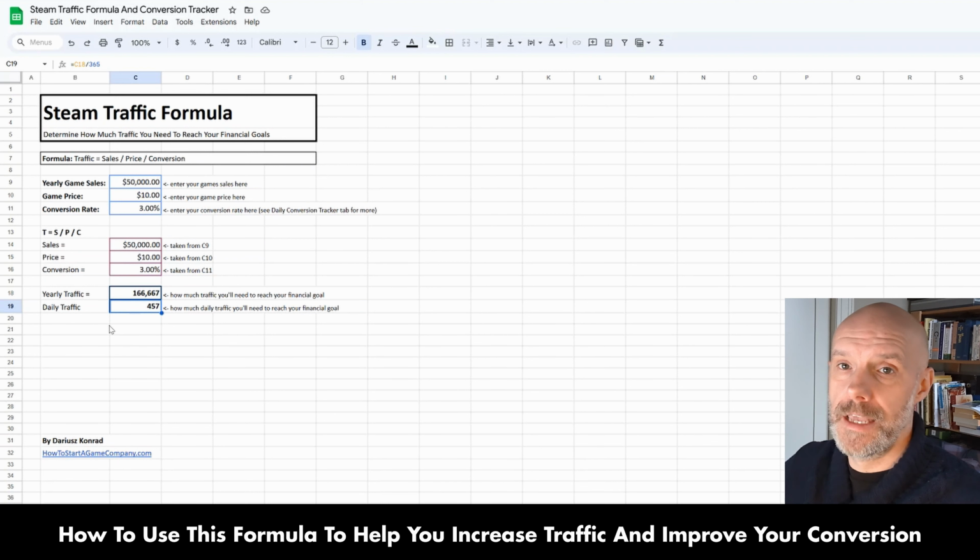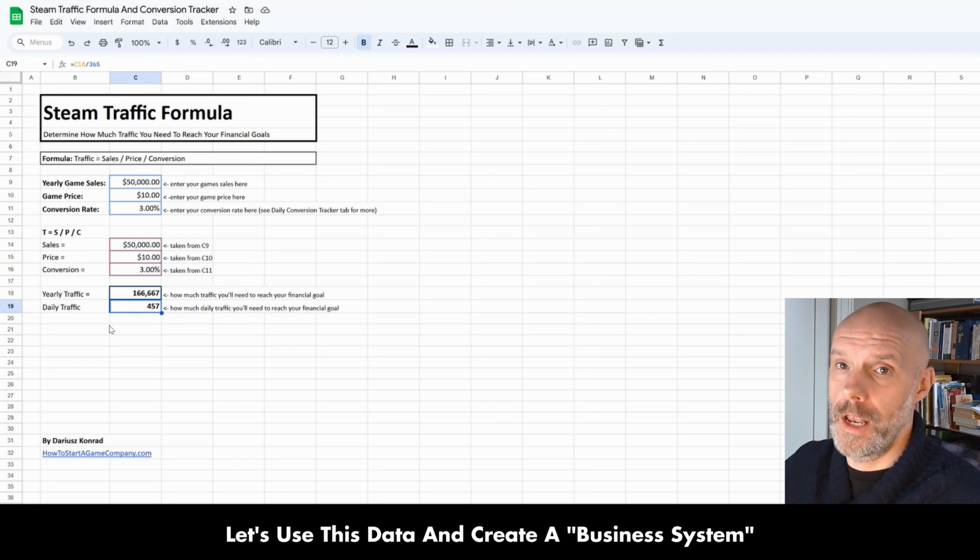But the reality is a game company will never grow unless the game dev, or you, turns what's inside their brain into a process that they can test and measure to see if what they're doing is working, right? What I'm saying is that we need to take what's in our brain and create an instrument, basically a business system. And why? Because we don't want to make business decisions based on assumptions. What we want to do is make business decisions based on what the data shows. So once you know what you need, for example, I need 457 daily visitors and I need to reach a 3% conversion rate, then now I have a concrete goal, right?